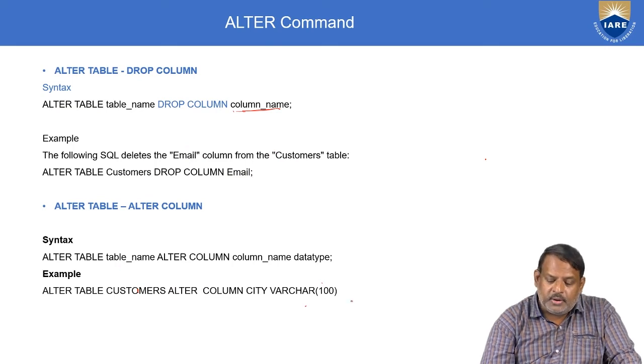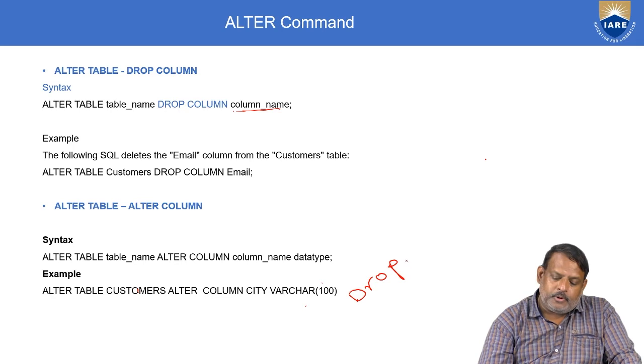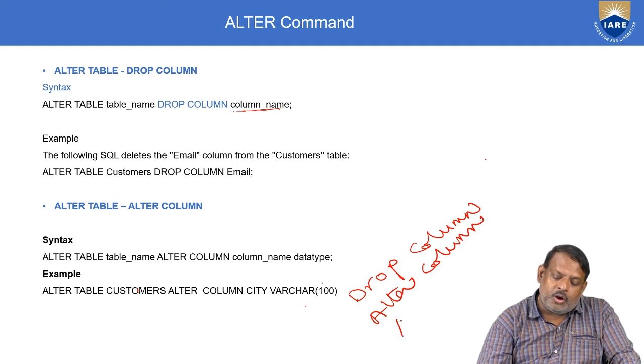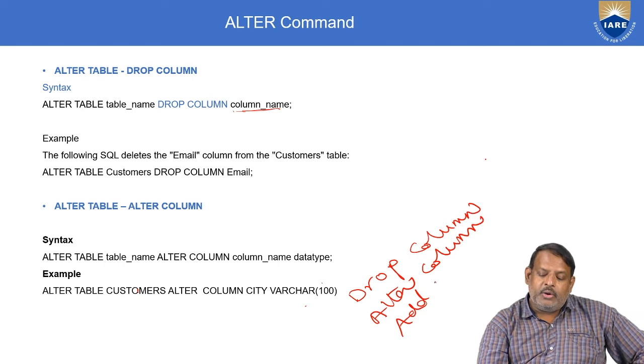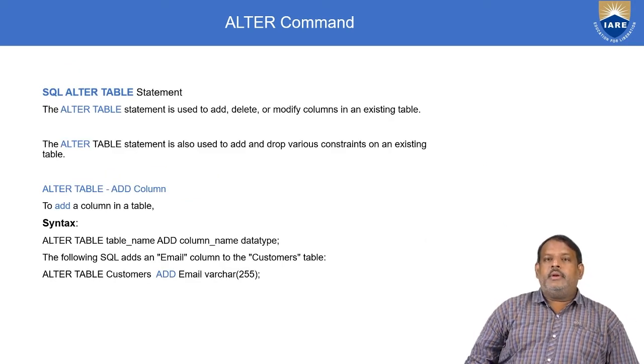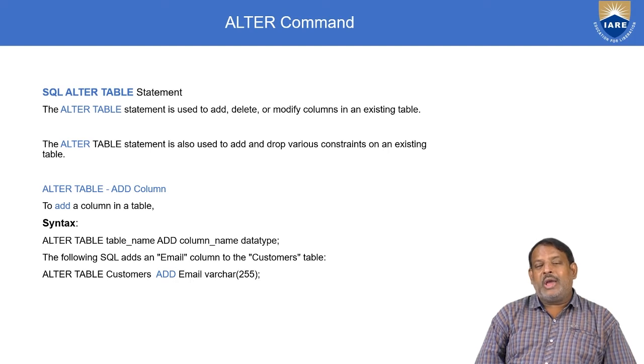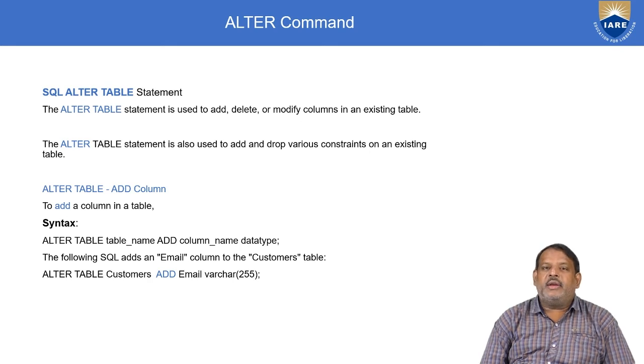Till now in the alter we have seen drop column. We have also seen alter column to modify the structure. Now we will see how to add a new column to an existing table. We know that the alter table statement is used to add, delete or modify columns in an existing table. The alter table is also used to drop or add various constraints on an existing table. If there are any constraints or existing columns, you can drop those, or you can also add a column. Now we will see how to add a column.